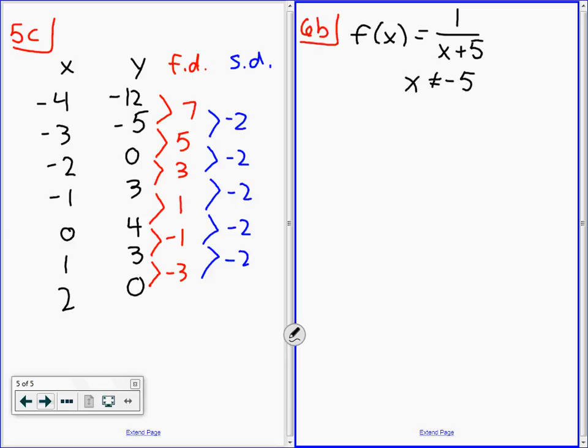We want to see something neat? Well, my domain is just that. That's your domain right there. It's just a restriction. Okay?